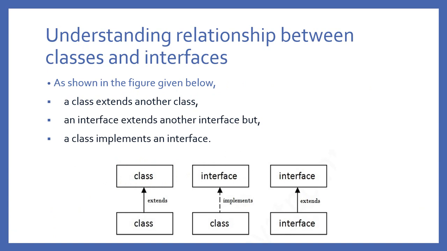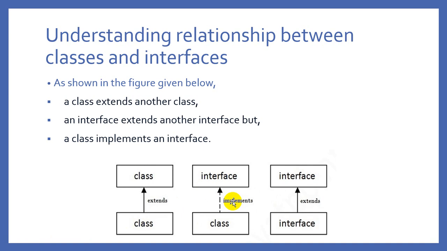Okay, understanding the relationship between the classes and interfaces. I have already explained it, but now we'll discuss it visually. As shown in the figure, you can see the class extends another class. So usually if there is a class and you want to inherit or use the functionalities of that class, it will be extended in that case. So a class will extend another class, but if there is an interface and you want to use the functionality of the interface within a class, then you will have to implement it.